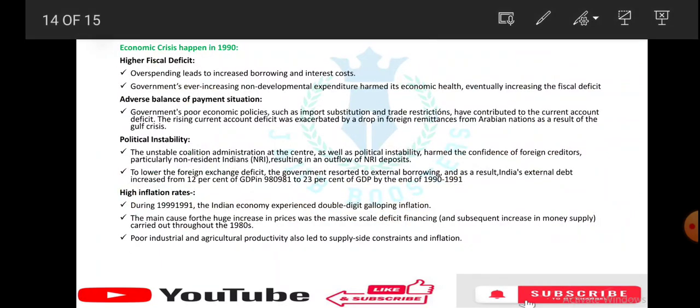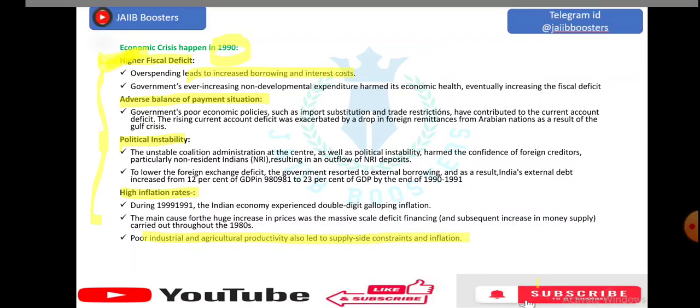Next, the economic crisis that happened in 1990. What was it? Higher fiscal deficit, where overspending leads to increased borrowing and interest cost. Just remember this page. These headings are very important: higher fiscal deficit, adverse balance of payment situation, political instability, high inflation rates. Poor industrial and agricultural productivity also led to supply side constraints and inflation.